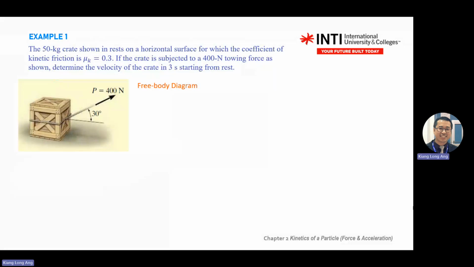So for engineering dynamics, we rarely consider what you learned in statics. Whereas in statics, you use mu s, in engineering dynamics, you use mu k. Okay. So how do you solve this question? It asks you about velocity.